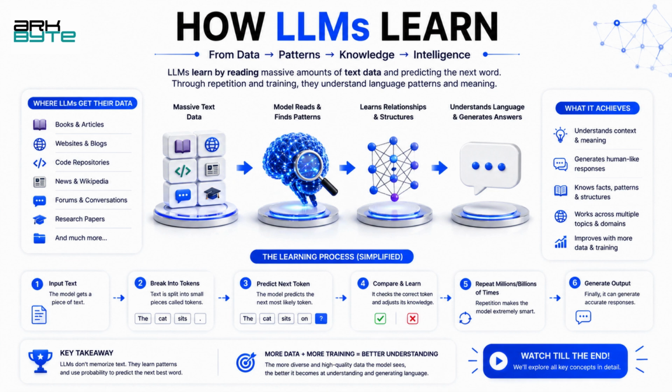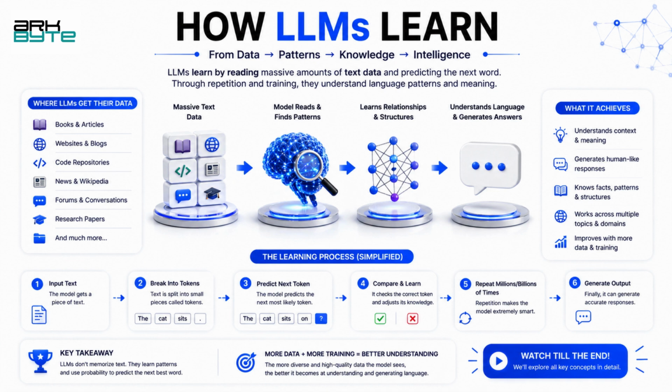How does LLM learn? LLM learns by reading huge amount of text from books, websites, articles, code and conversation. Then the text is broken into small parts called tokens. The model studies patterns between these tokens and tries to predict the next word. For example, the cat sits on. It learns that the next word could be mat.